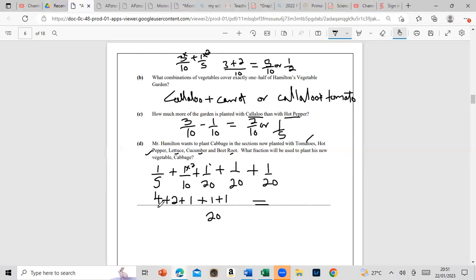Very nice question, Ministry of Education. 4 plus 2, 6, 7, 8, 9. So that will be 9 over 20, and that is our answer.